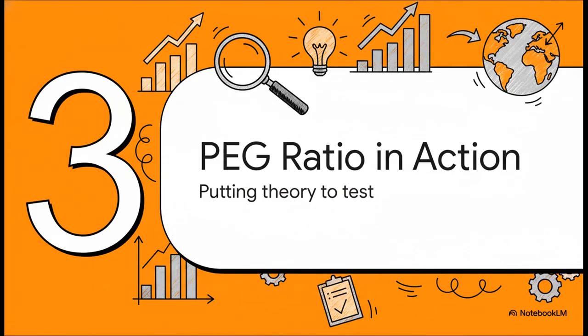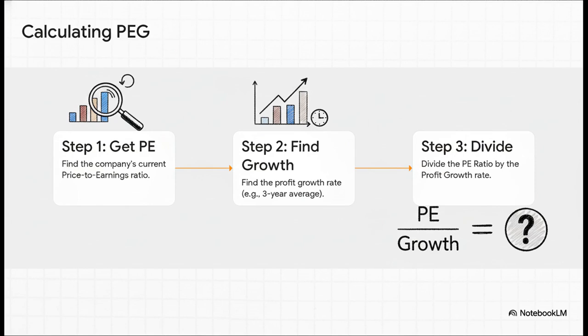Okay, Section 3, PEG ratio in action. Theory is great, but let's put this thing to the test with a real company. So how do we actually do this? It's a simple 3-step dance. Step 1, you start with the PE ratio. Step 2, you find the profit growth rate. And step 3, you just divide the PE by the growth. That's all there is to it.